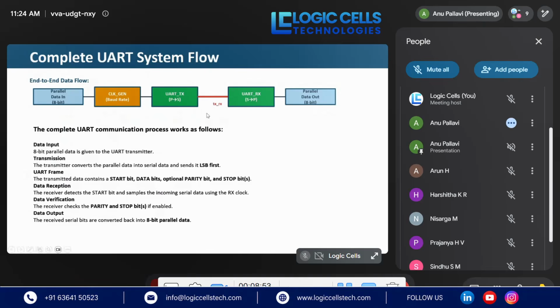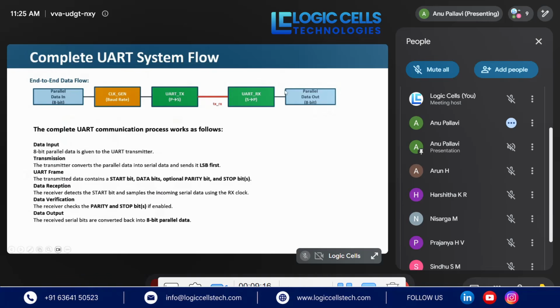This is the complete UART system flow. First, 8-bit parallel data is given to the UART transmitter. The clock generator provides the timing based on the selected baud rate. The transmitter converts the parallel data into serial data and sends it LSB first. The transmitted data contains the start bit, data bits, optional parity bit, and the stop bits.